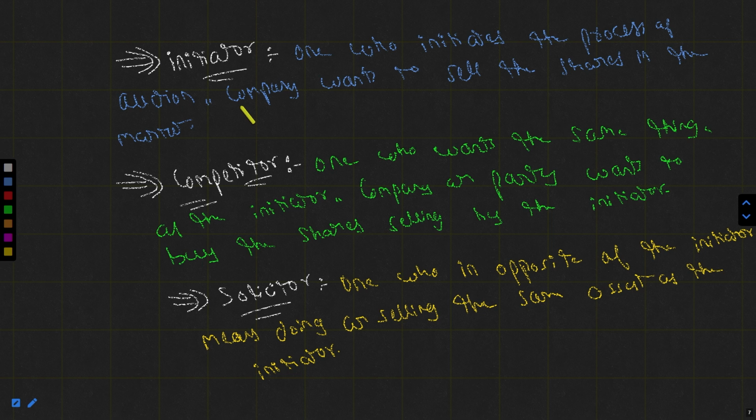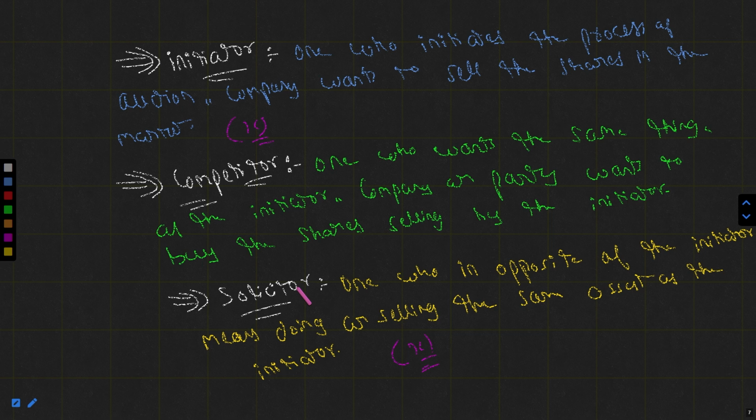One who wants the same thing as the initiator. A company or party wants to buy the shares being sold by the initiator. The one is selling the shares, the other one wants to buy the shares. Okay, solicitor. It is the one who is in opposite of the initiator, means doing or selling the same asset as the initiator. So you can say if the initiator is basically selling X, the competitor will be in the race to buy the X, but the solicitor will be in the race to sell the X. Okay, so basically it is to balance the ratio.